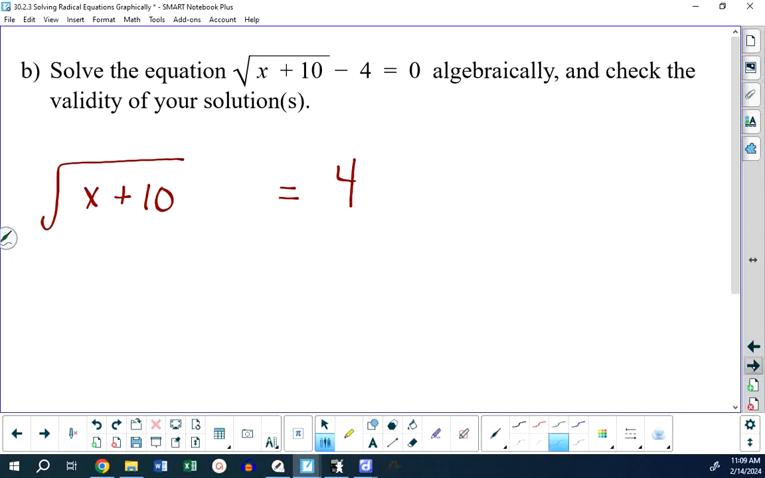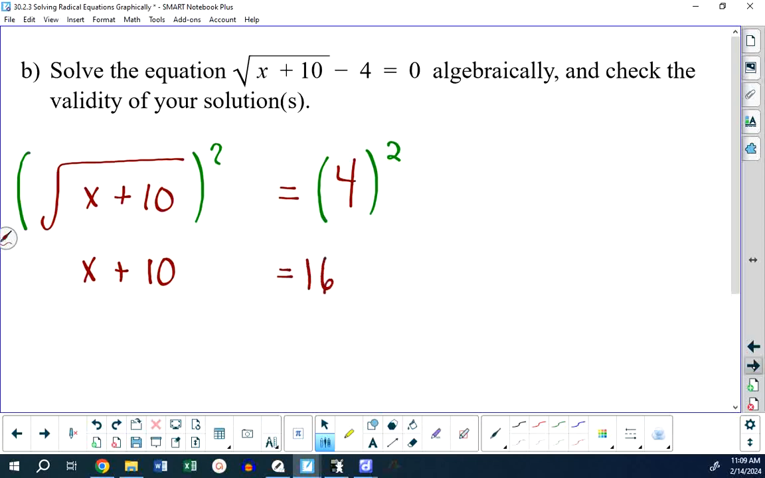And quite frankly, solving this equation is child's play at this point. So I square both sides and I get x plus 10, because the square root and squaring are inverse operations, they undo each other, equals 16. And then I can subtract 10 from both sides and end up with x is equal to 6.